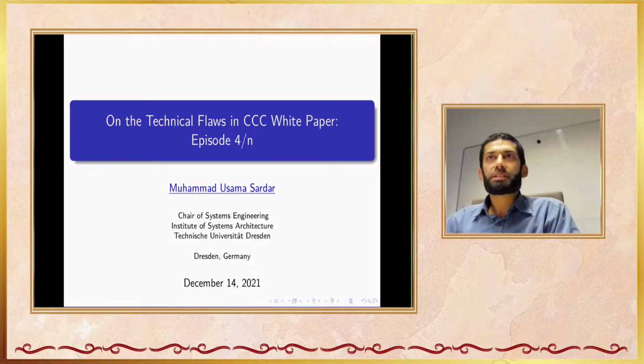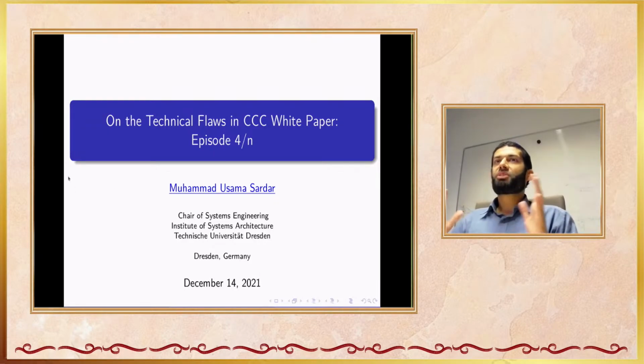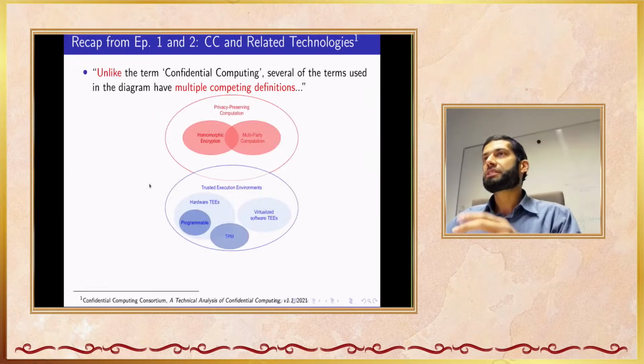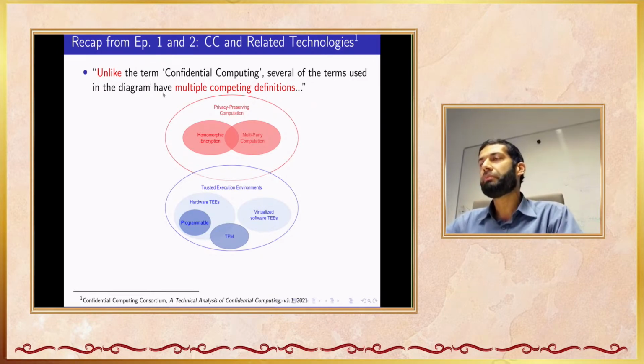Yeah, thank you. So this talk is related to the CCC white paper, and if you have been following the ISER conferences, you might know about the 3 episodes that we have already discussed. If not, I would like to just remind you or give an overview of what we saw in the last 3 episodes. So in the first and second episode, we talked about what the Confidential Computing Consortium has in its white paper as the claims, one of which is mentioned here.